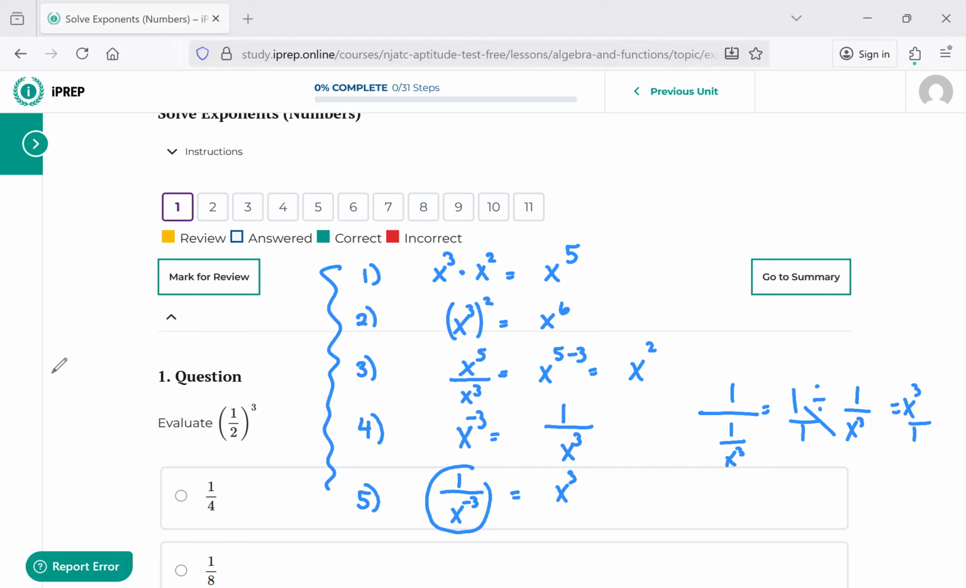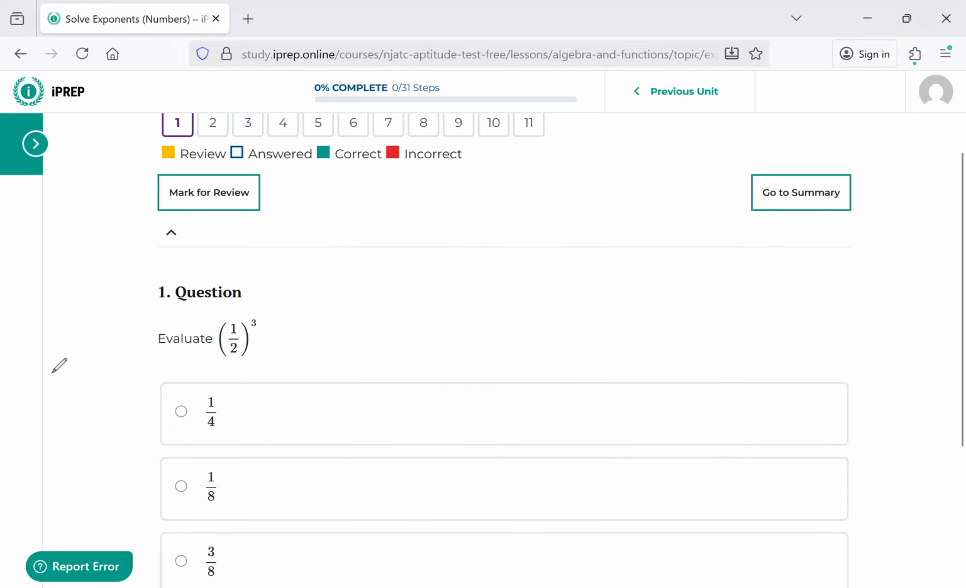So question one says, what is 1/2 all raised to the third? It's really important that they put parentheses. Did you know you could express this several ways? You can rewrite (1/2) to the third as the same thing as 1/2 times 1/2 times 1/2. And if you recall, when you multiply fractions, you multiply across.